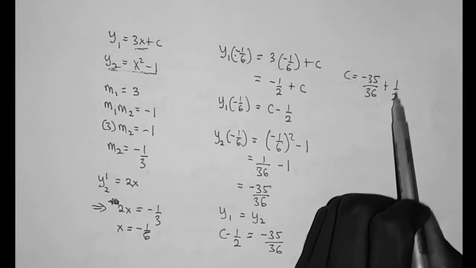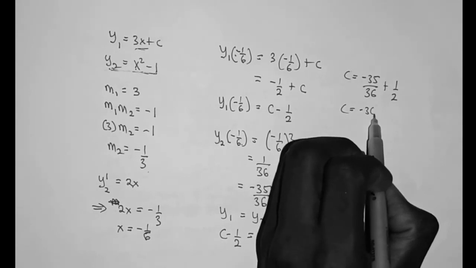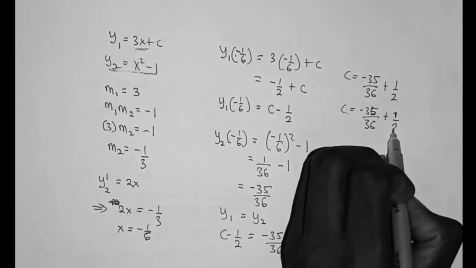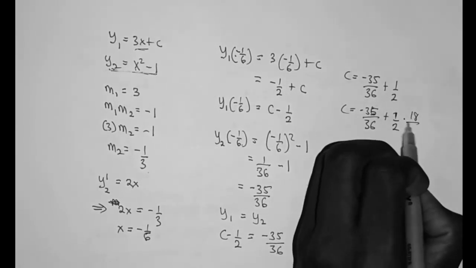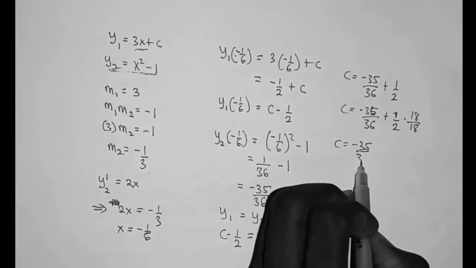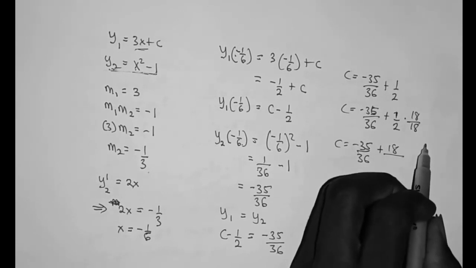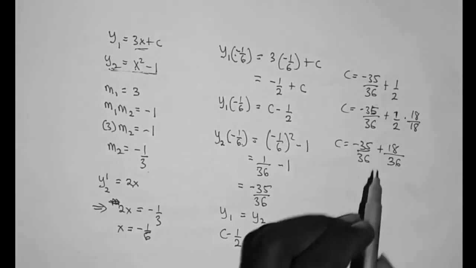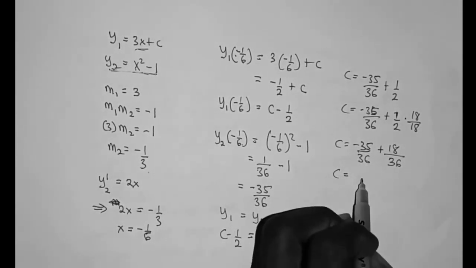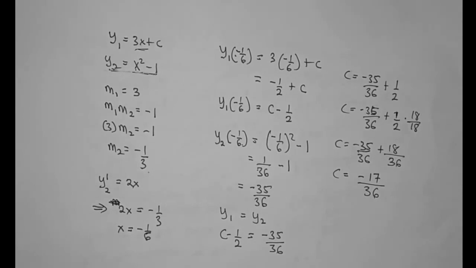So let's multiply the numerator and the denominator of 1 over 2 by 18. So c is equal to minus 35 over 36 plus 1 over 2 times 18 over 18. So c is equal to minus 35 over 36, then plus 1 times 18 is 18 over 2 times 18 is 36. So c is equal to minus 35 plus 18 is minus 17 divided by 36. So that is the value of c.